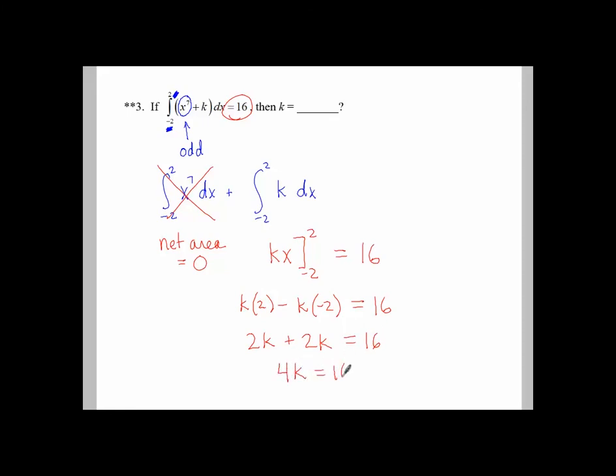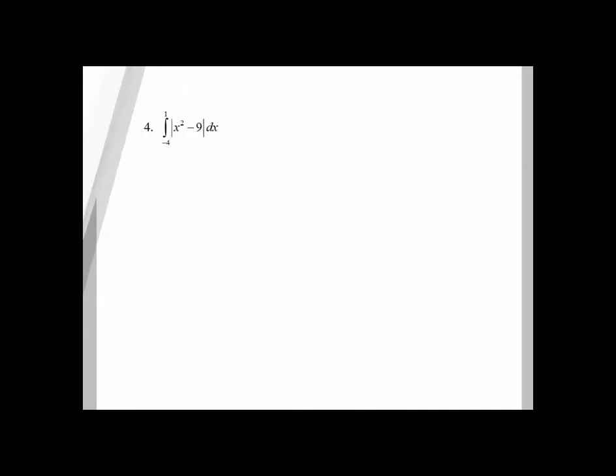4k equals 16, so k equals 4. Not too bad. Let's visit one more example. The integral from -4 to 1 of the absolute value of x squared minus 9 dx.